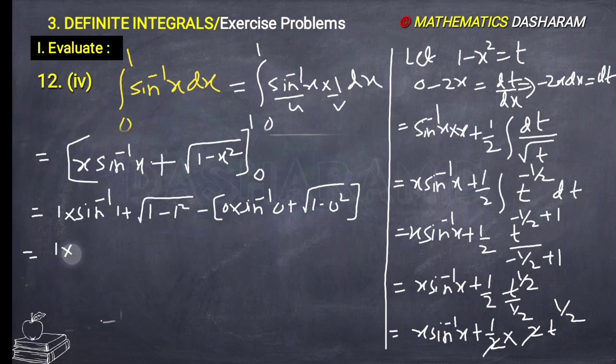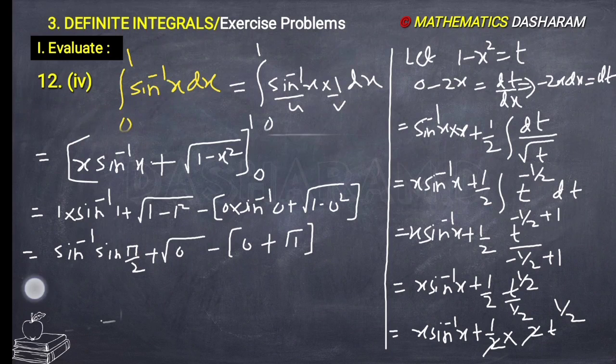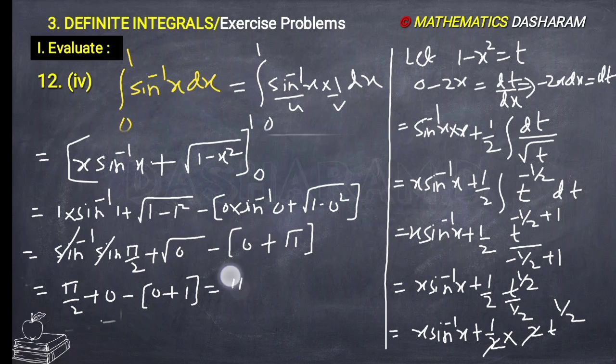So 1 into sine inverse 1. Sine inverse 1 can be written as sine inverse sine pi by 2, plus under root 1 minus 1 square is 0, minus 0 into sine inverse 0 is 0, plus under root 1. So here sine inverse sine cancel: pi by 2 plus 0 minus 0, root 1 is 1. Here 0 plus 1 is 1. So minus 1. So the final answer is pi by 2 minus 1. This is our required answer.